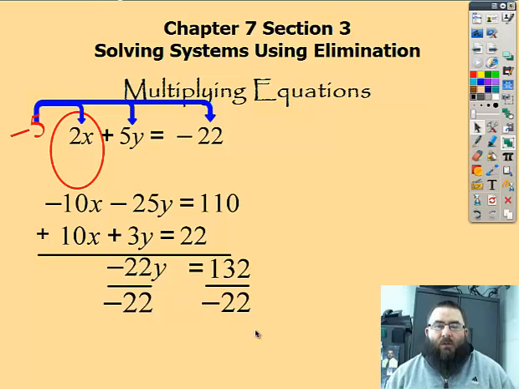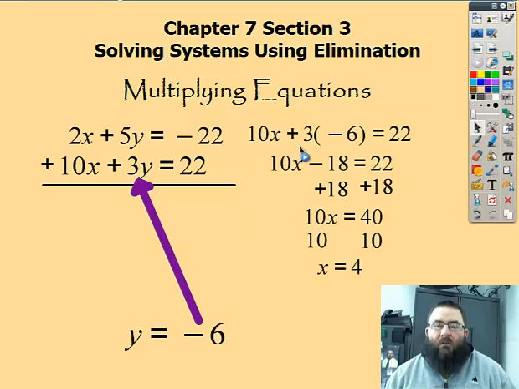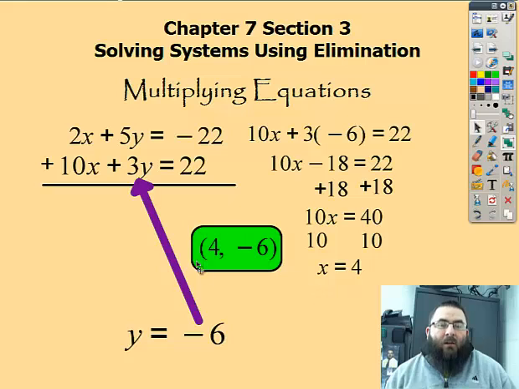One-step equation there, divide both sides, and you get an answer of y equals 6. And with that, again, you're going to substitute that in and show your work to figure out what x is equal to. And so then your final answer is 4, negative 6.